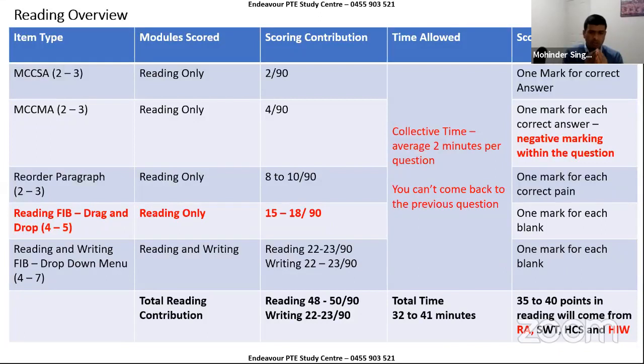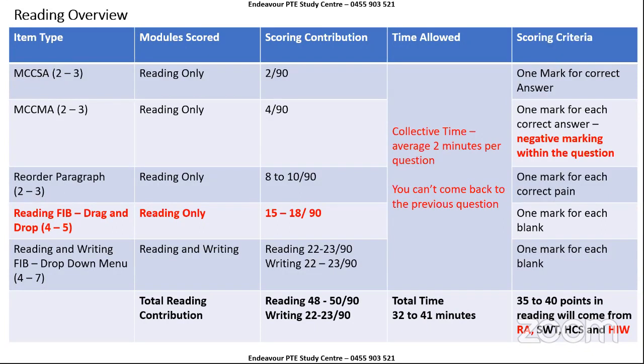Now, in the reading module, you get approximately 16 to 18 questions, sometimes a little bit plus, a little bit minus, and you have a collective time. These are the 5 question types: multiple choice, choose single answer; multiple choice, choose multiple answers; reorder paragraphs; reading fill in the blanks; and reading and writing fill in the blanks. You get approximately 16 to 18 of them in the exam, right?